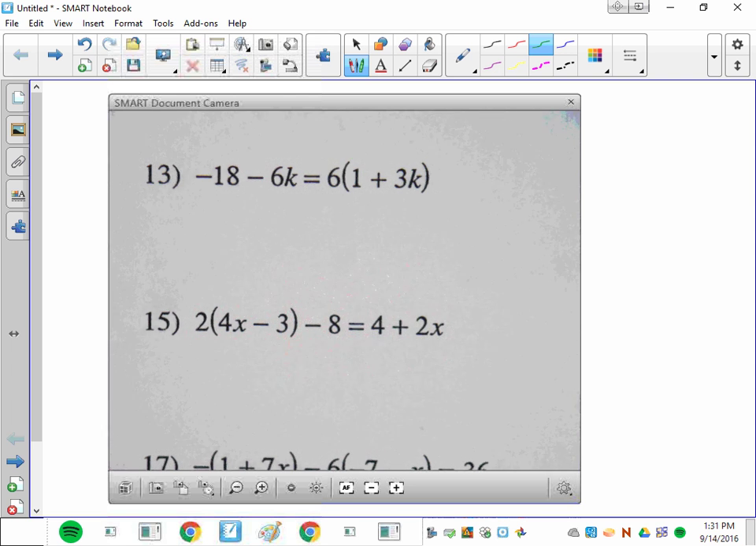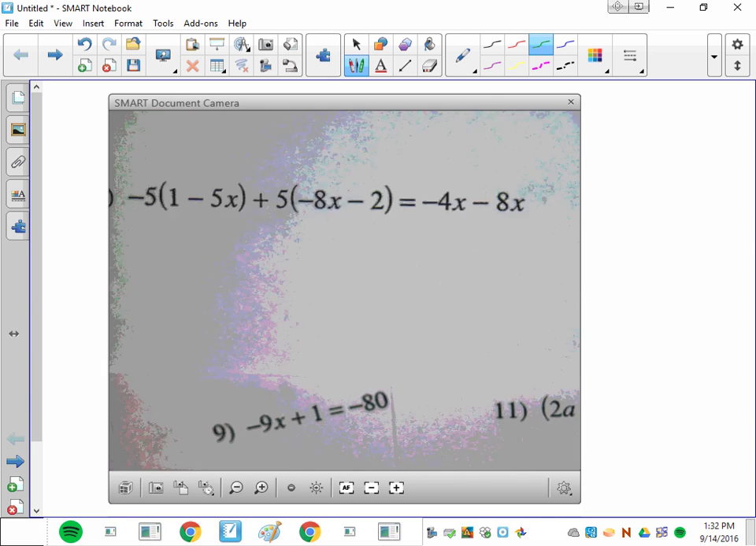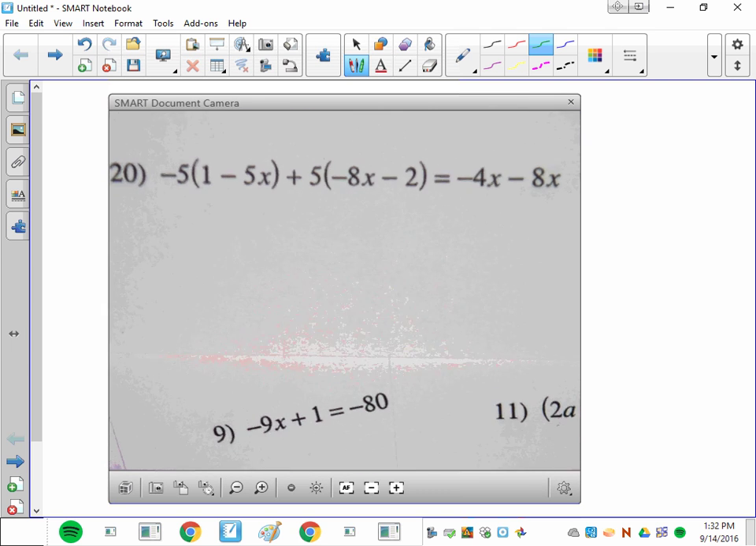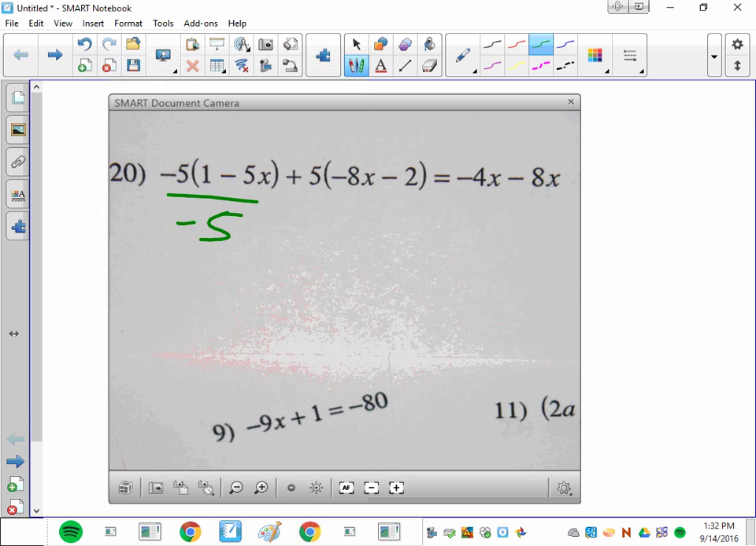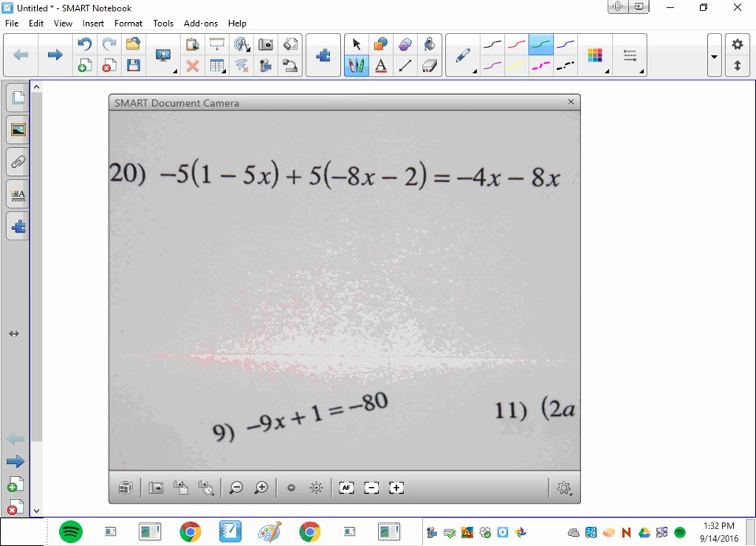Also look at number 20. A lot going on here. Should I divide by negative 5? That is a bad idea, because if you divide this by negative 5, you have to divide everything by negative 5. And the only one that really seems to work is this one, and nothing on the other side is going to be nice. I would avoid dividing by negative 5.